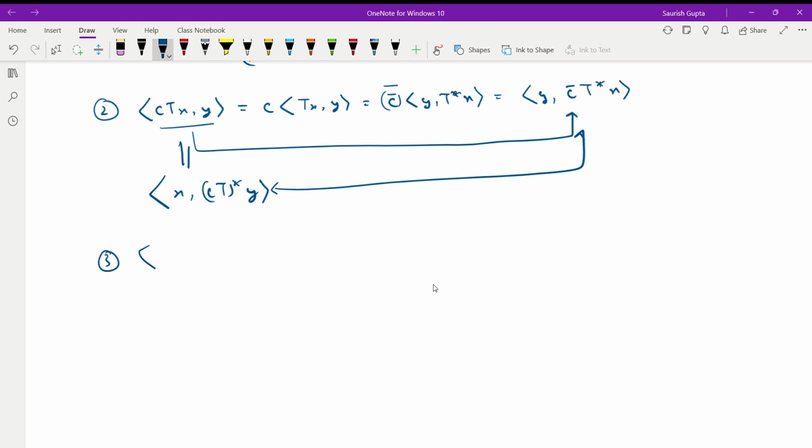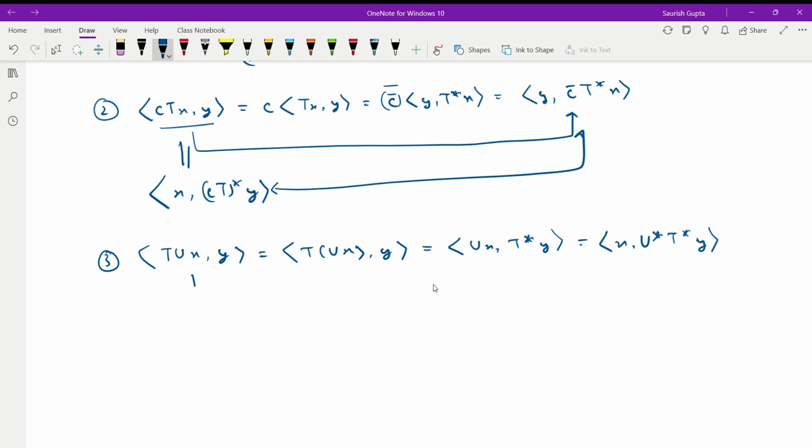Similarly, number 3, if I talk about <TU x, y>, then I can write it as <T(Ux), y>. But then I take the adjoint of T first, so I get <Ux, T* y>. And then I take the adjoint of U, so I get <x, U* T* y>. And then again I can talk about it in the same manner, that I can directly take the adjoint here, taking TU collectively as an operator, and then you have an answer because this equality happens for all x, y, and v.